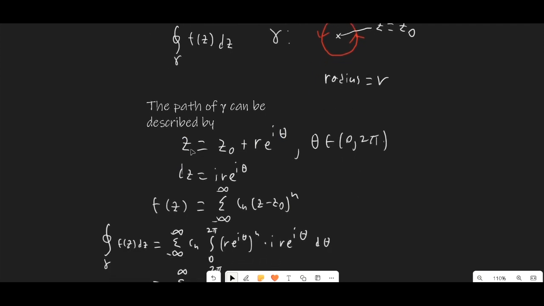So if we calculate dz dependent on theta as our variable, we get that dz equals i r e to the i theta times d theta. Sorry, I missed that d theta in there. I was going back and checking. So this is all d theta.